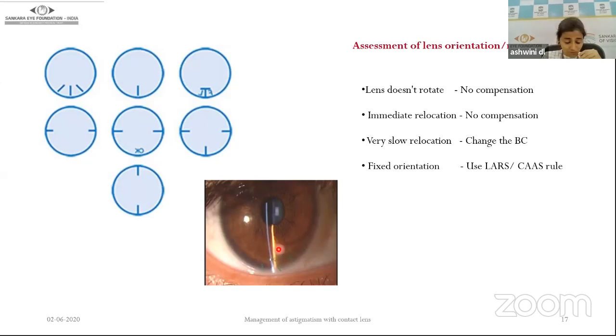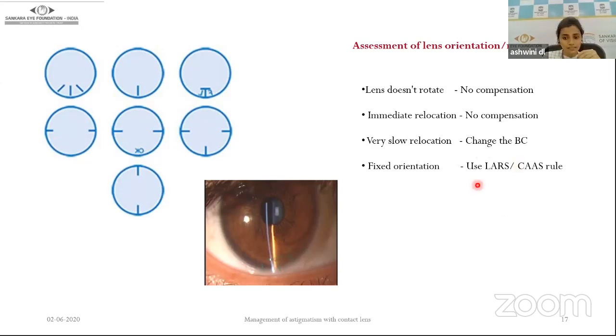But there will also be a condition where, even after a blink and a certain amount of time, the lens will not come back to the center, that is, to its original position. It will be in a fixed position. In this example, you can see this line is supposed to be at the 6 o'clock position, but it is at the 5 o'clock position. So after seeing whether it is in the center or not, if it is not in the center, you have to look whether it is towards the examiner's left hand side or the examiner's right hand side.